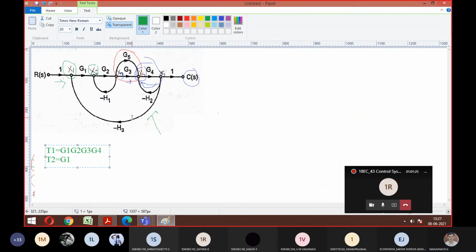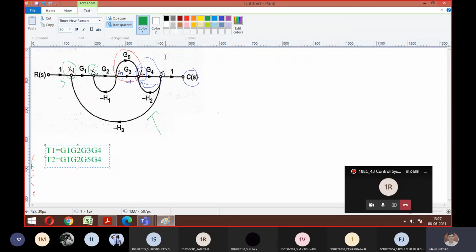G1, G2, one more. G5, G4. Sir, G2 also. G2 is also there. Yeah, G1, G2, G5, G4. Okay? Yes, sir. Fine. So these are the two forward paths you can find.